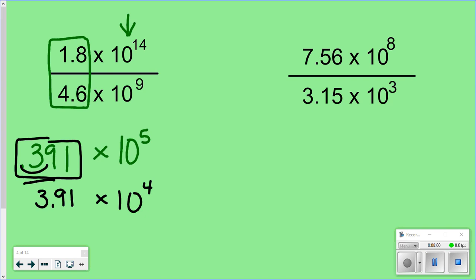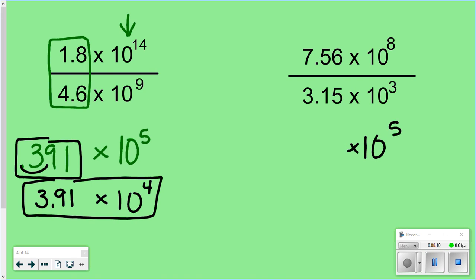Okay, all right. Let's do this one over here. So it'll be 10, 8 minus 3 would be 5, times 7.56 divided by 3.15 gives me 2.4. This is a lucky one. I'm in correct scientific notation. This is between 1 and 10. I'm good to go. So the answer is 2.4 times 10 to the 5th.